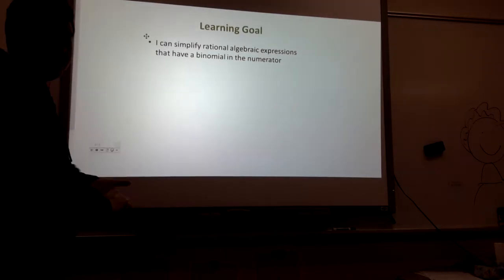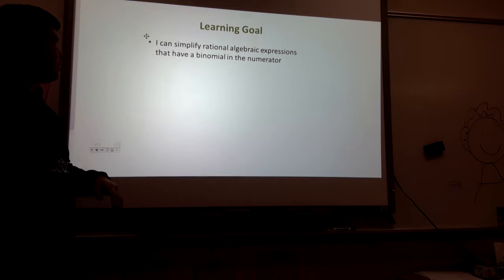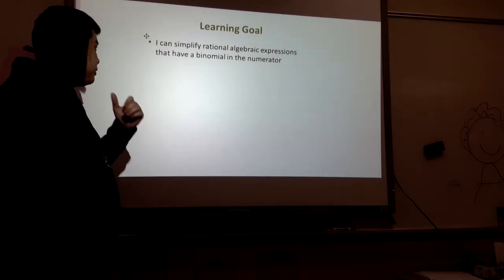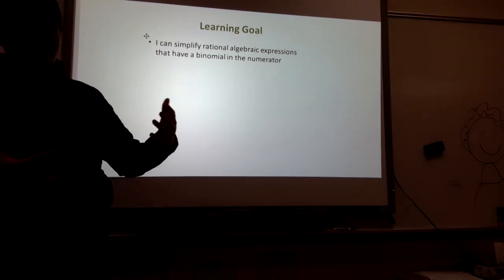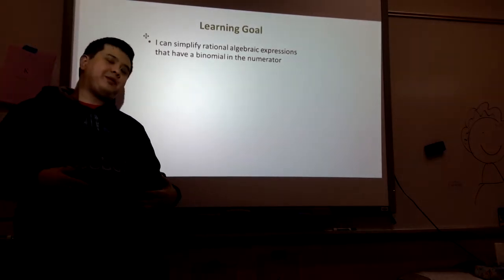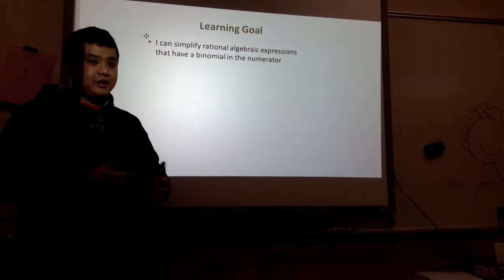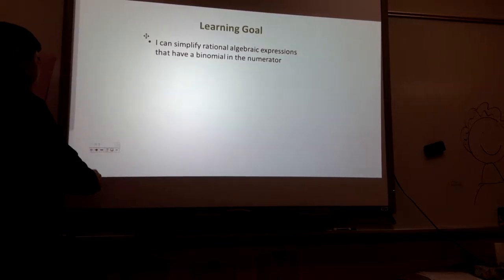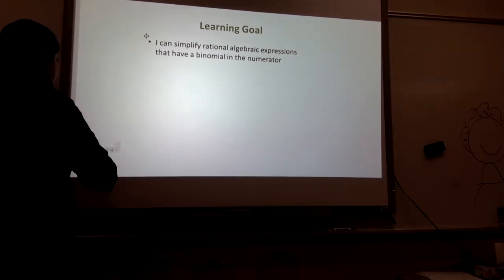Today's learning goal is I can simplify rational algebraic expressions that have a binomial inside the numerator. Remember back to the different types of real numbers. Rational numbers are numbers that can be represented by a fraction. Okay? So here we're going to be using fractions and simplifying algebraic expressions.